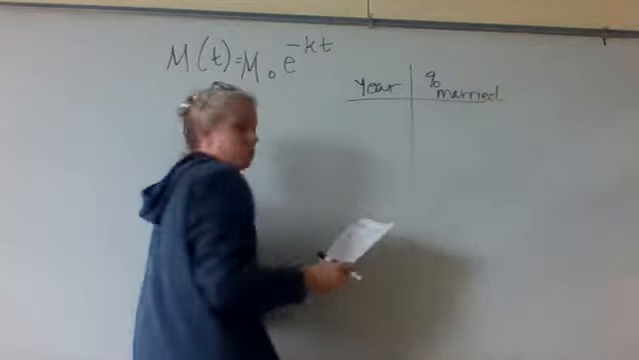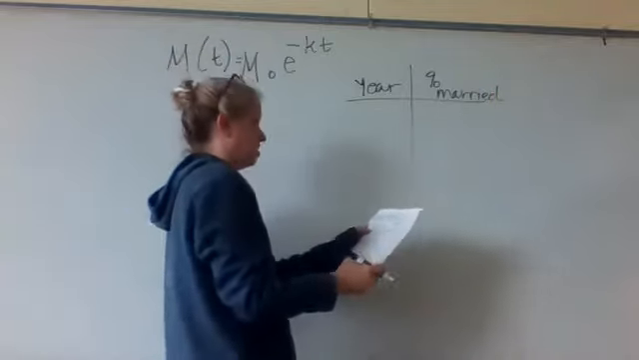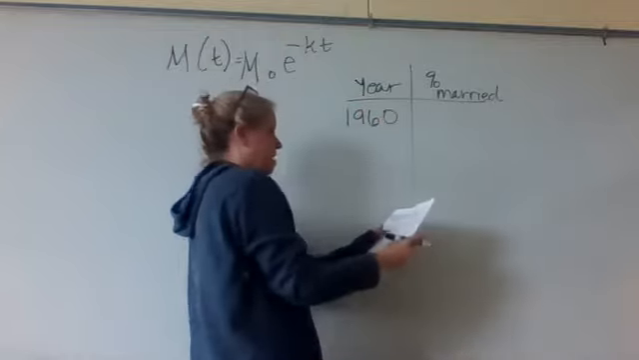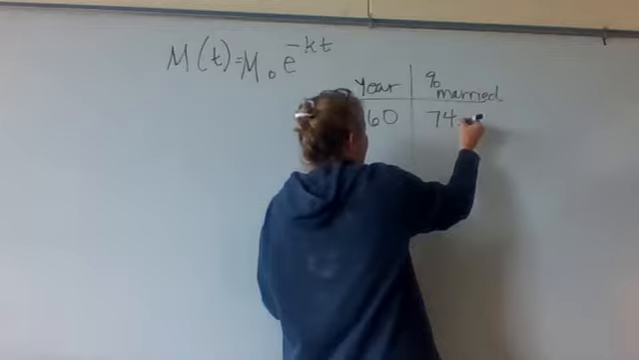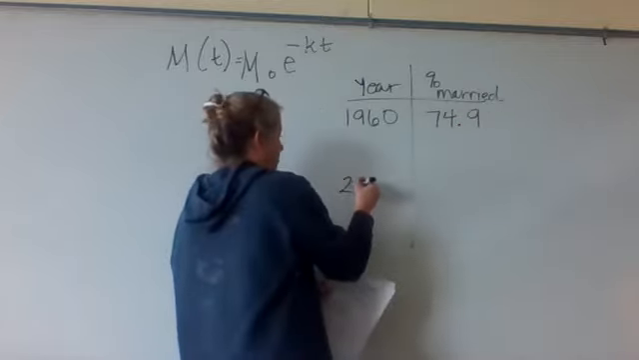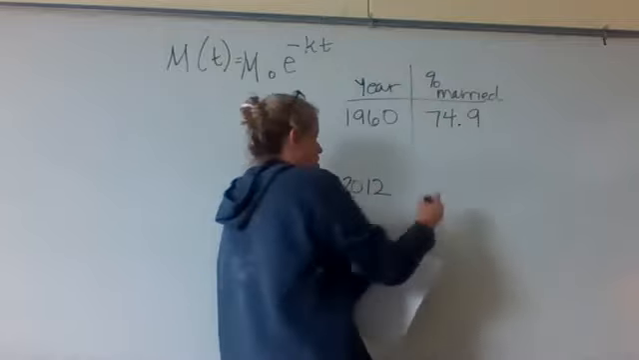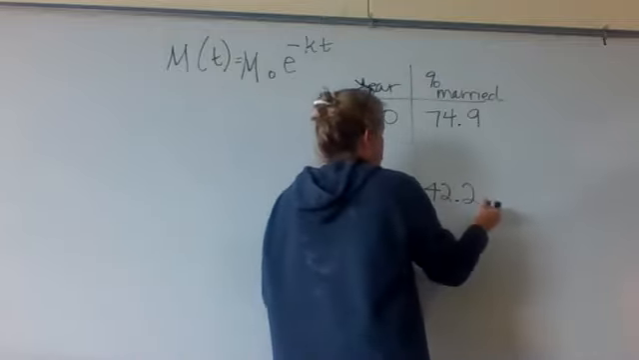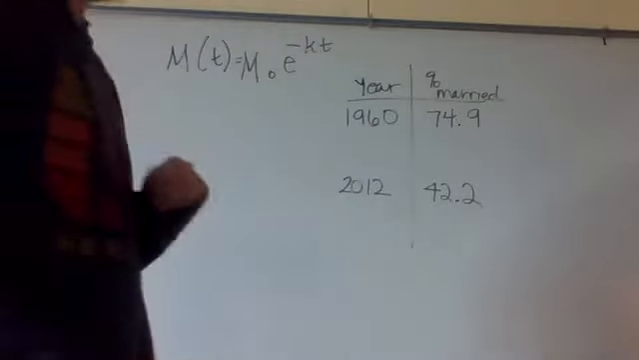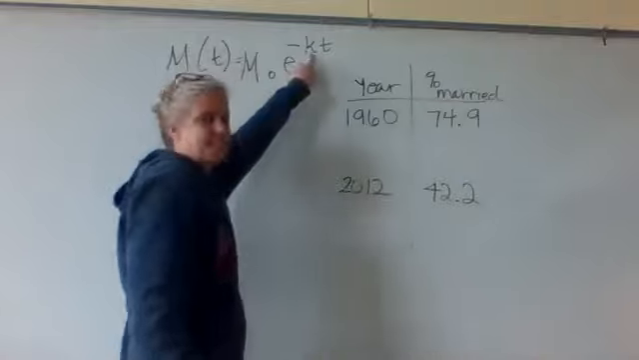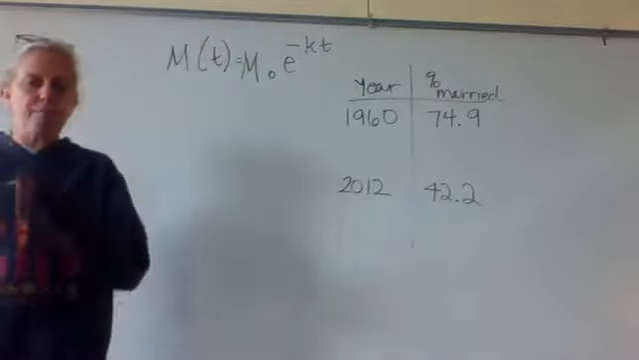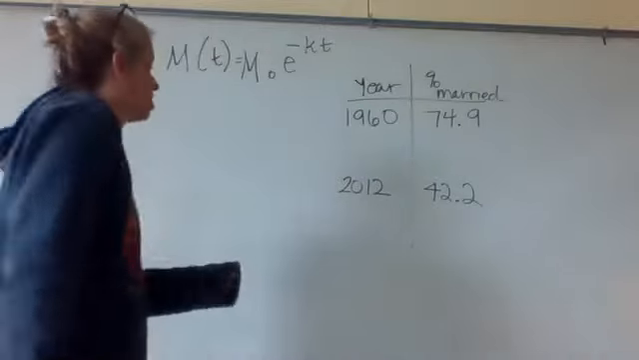All right, this chart gives you more information than what you need. You just need to know the starting information, which was the year 1960, 74.9% of people were married. And then in 2012, which is the end of the chart, 42.2% of people were married. Okay, the first thing it wants me to do is find the K. What was the rate at which the population being married was decreasing?